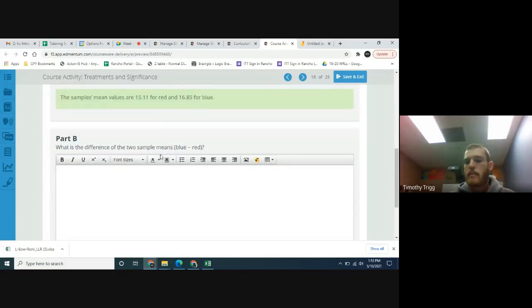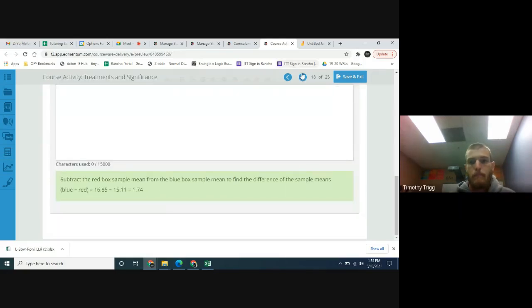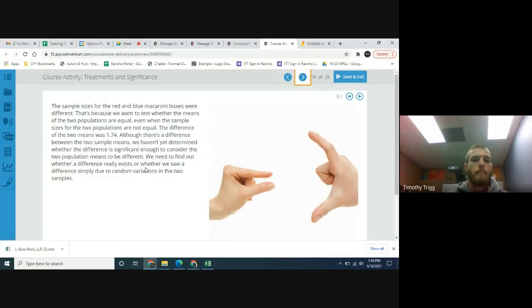The difference between the sample means, so you'd subtract those sample means, 16.85 minus 15.11, and whatever you get there, then you're going to put that there. Okay, moving on. You should have gotten a sample difference of 1.74 when you subtract those two means, by the way.